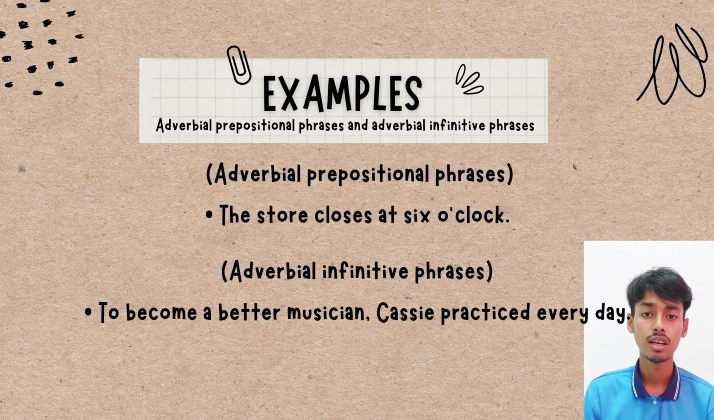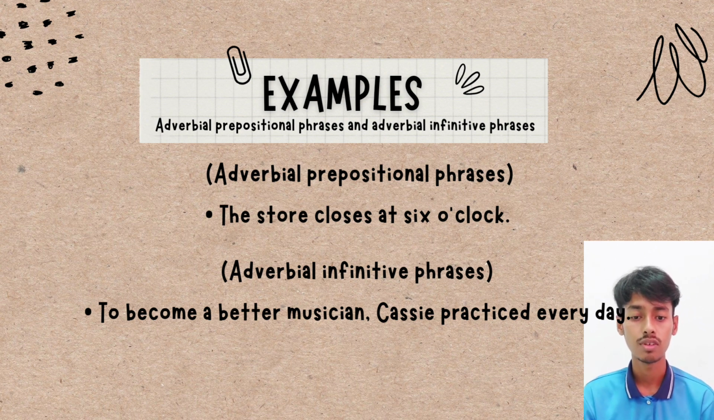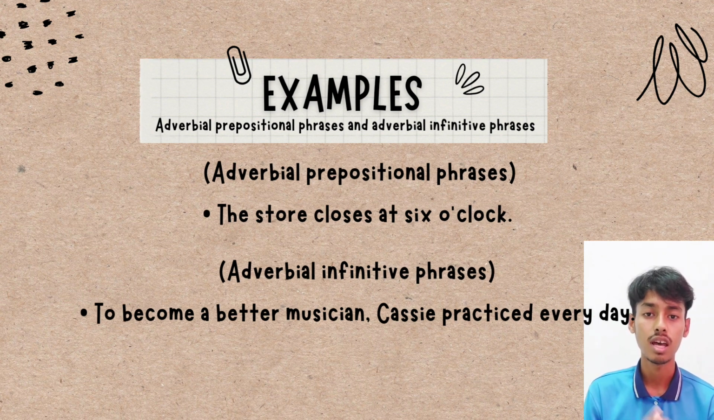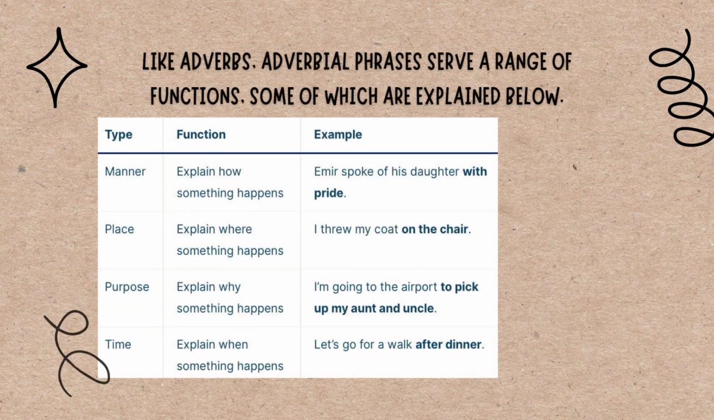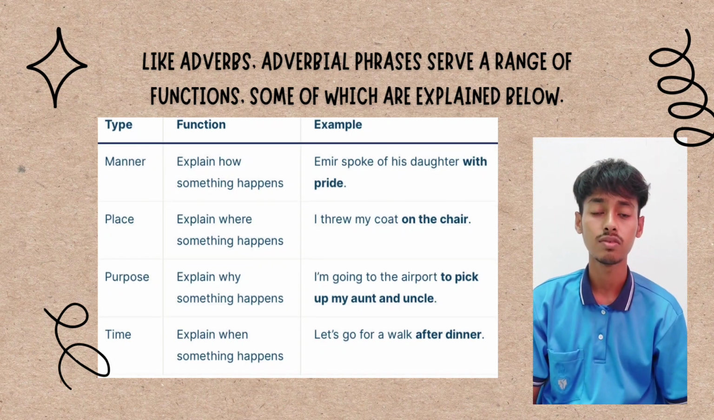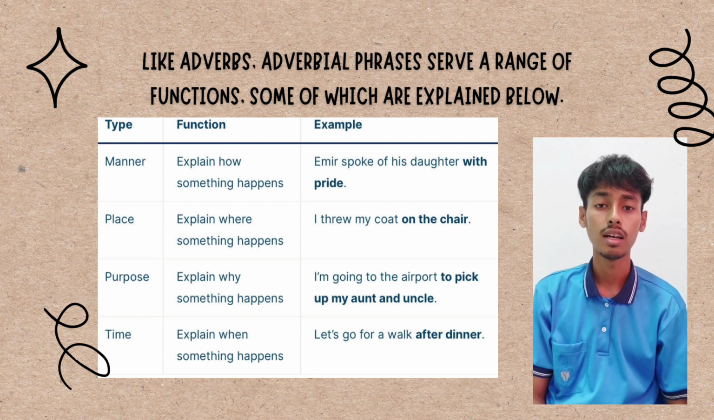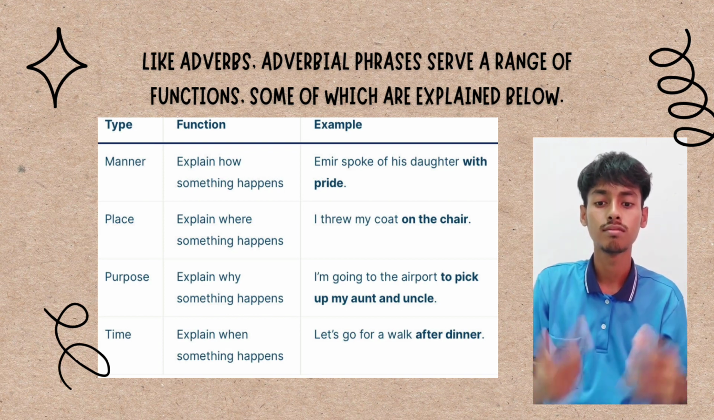Okay, now we look at examples of adverbial prepositional phrases and adverbial infinitive phrases. First, adverbial prepositional phrases: The store closes at 6 o'clock. And the adverbial infinitive phrase: to become a better musician, Cassie practiced every day. Like adverbs, adverbial phrases serve a range of functions, some of which are explained below.